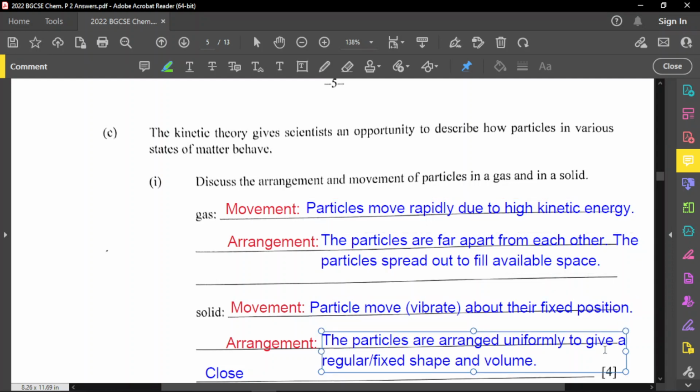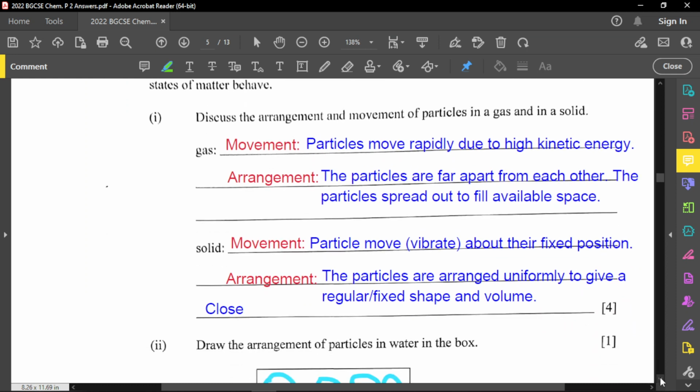So notice here is a total of 4 marks, and so for each of these is just a mark. But of course, I'm gonna give you a little bit of information extra, sometimes. Now for the arrangement in gas, the particles are far apart. I just say that they're far apart from each other, and then the particles also spread out to fill any available space.